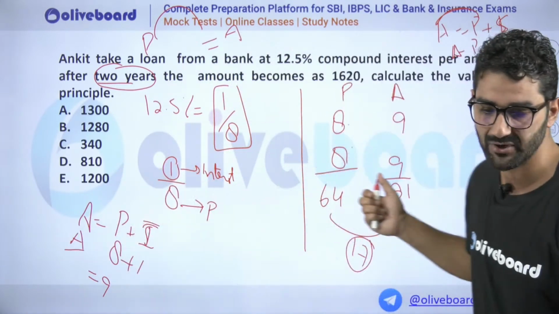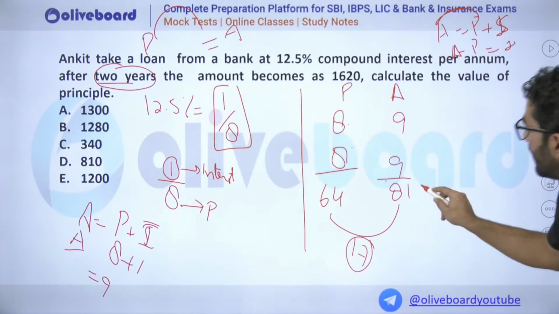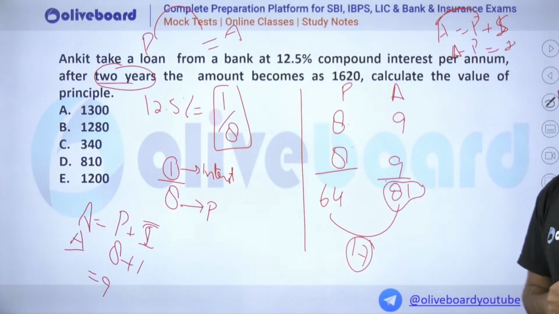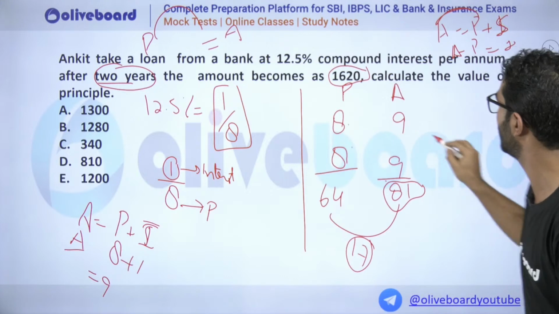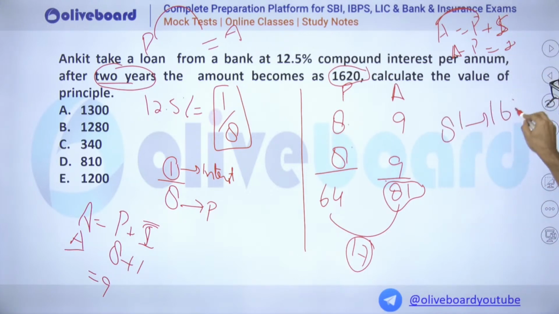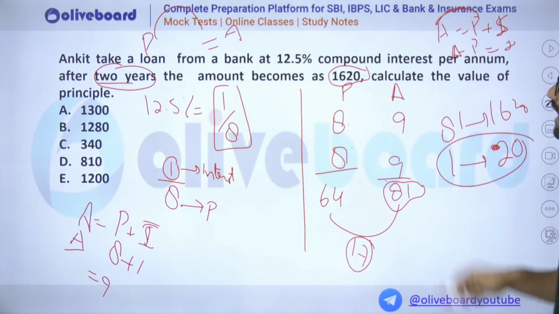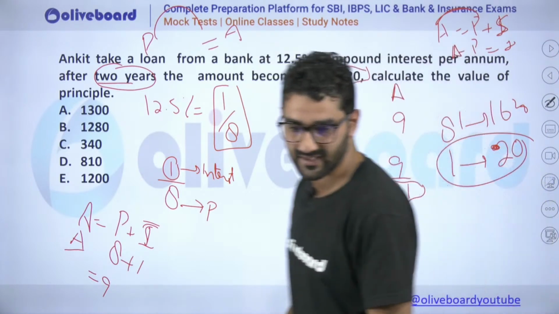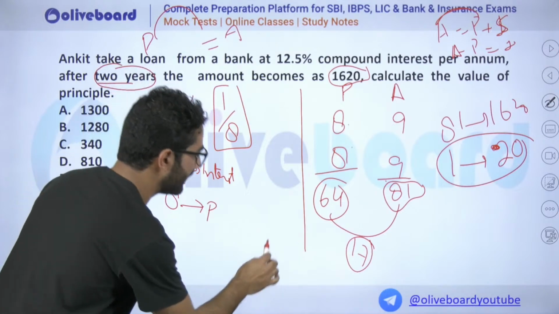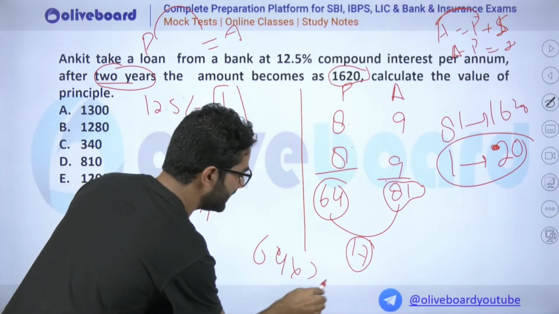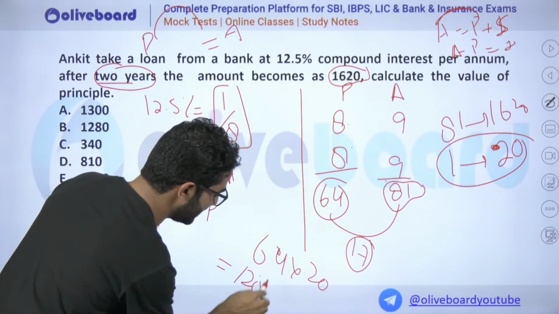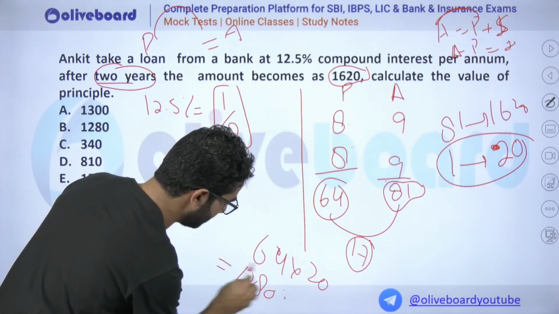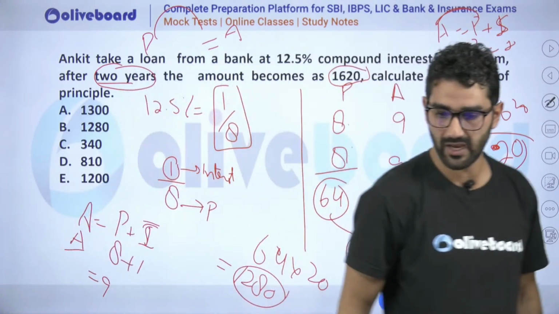That is given now. How much is given? This amount is 81, and 81 is given as 1620. So 1 unit will be 20. You have to calculate the value of principal. Principal we have 64. Yes, my dear. 64 multiplied by 20 will be 1280.